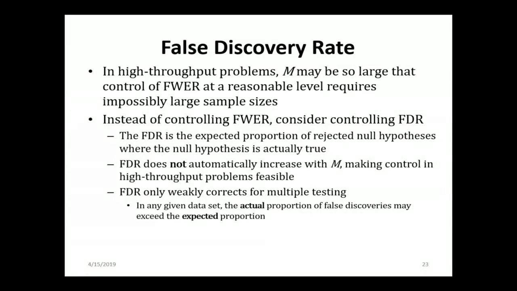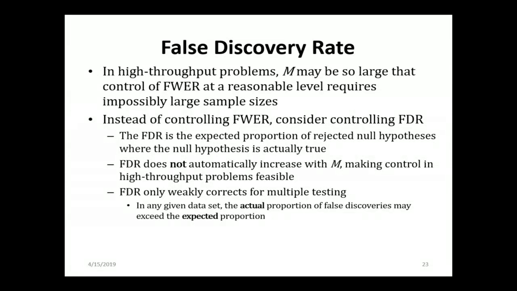It's important to note, though, that it's a weak correction that you're doing. One reason for this is that the actual proportion of false discoveries in your data set may exceed the expected proportion. So if you control the false discovery rate at 5%, you think, oh, only 5% of the things that I declared significant are wrong. But in fact, in your particular data set, it may actually be 50%. It's just that on average across all data sets, it averages out to 5%.